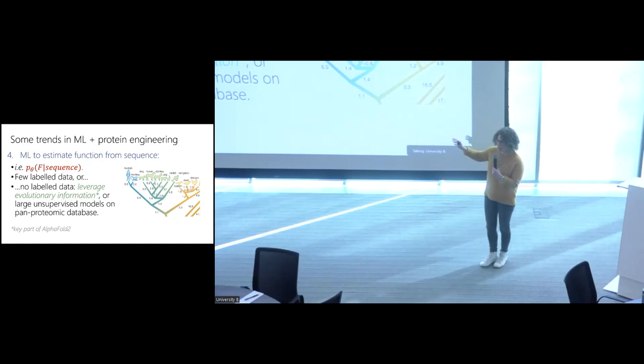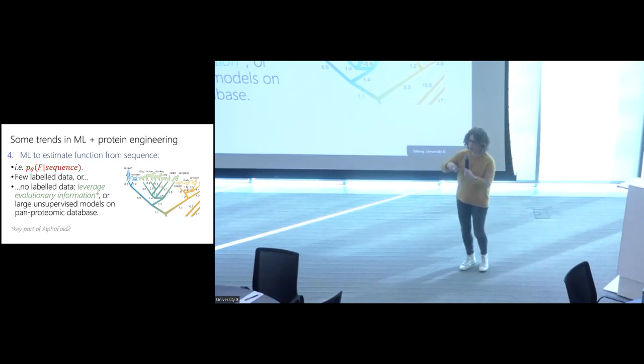And so I'm not going to go into the details here, but there are ways to sort of squeeze out of the natural databases evolutionary signal that gives you a set of proteins that are probably enriched for certain functions that you care about, that you can then model.